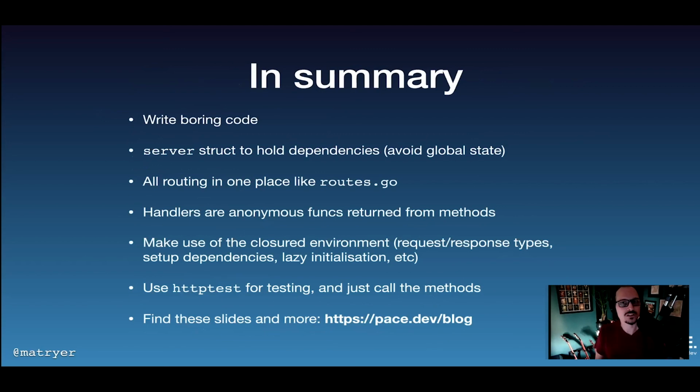Have a server struct to hold the dependencies. You avoid global state and make your server very easy to test. All the routing in the routes.go file, one place to see everything, and when you're debugging stuff, you can take it from there. Handlers being anonymous functions returned from methods, so you get that closured environment where you can do extra little things. And use httptest for testing and call the methods like you would normal code. It's very easy.